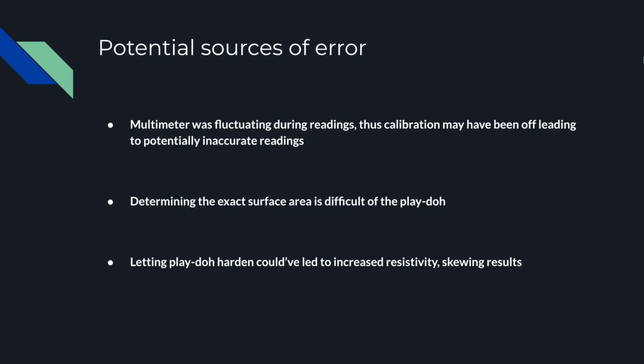Our potential sources of error in this setup may be that the multimeter was fluctuating during our readings, so the calibration may have been off, leading to potentially inaccurate readings in the voltage and the current that we were measuring across each of the components in the circuit. Determining the exact surface area of the Play-Doh is also difficult, and letting the Play-Doh harden after a certain period of time leads to increased resistivity, as electrons aren't able to flow as quickly through and as much through the Play-Doh as they would if it wasn't as hard.